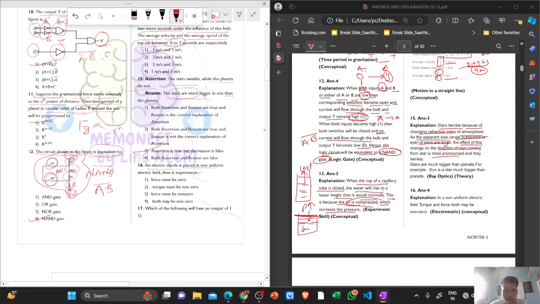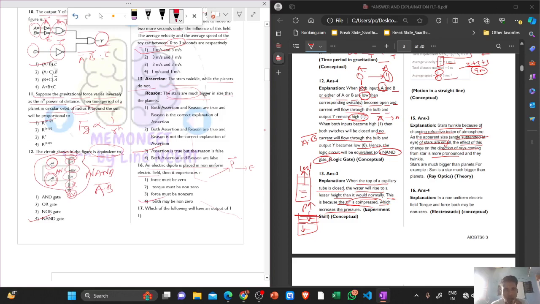An electric dipole is placed in a non-uniform field. If you put an electric dipole in a non-uniform field, it changes the force and torque both. Torque must be not zero, force must be not zero, both may be non-zero.